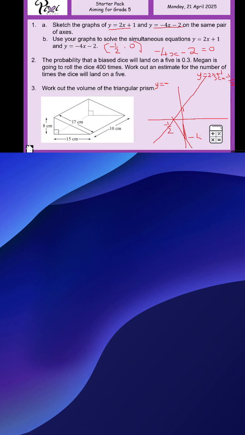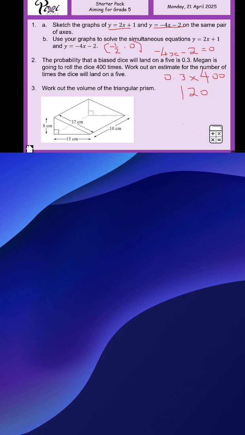The probability that a biased dice will land on a 5 is 0.3. Megan is going to roll the dice 400 times. We want an estimate for the number of times that Megan will land on a 5. So this is what we call expectation. We expect it to land 0.3 times 400. To work this out, think of it as 3 times 400, which is 1,200, and then divided by 10, so you get 120.